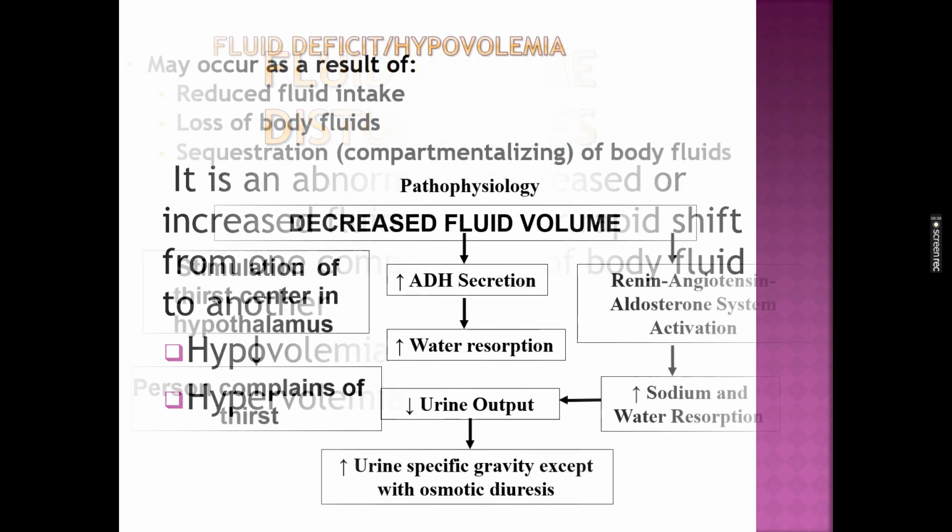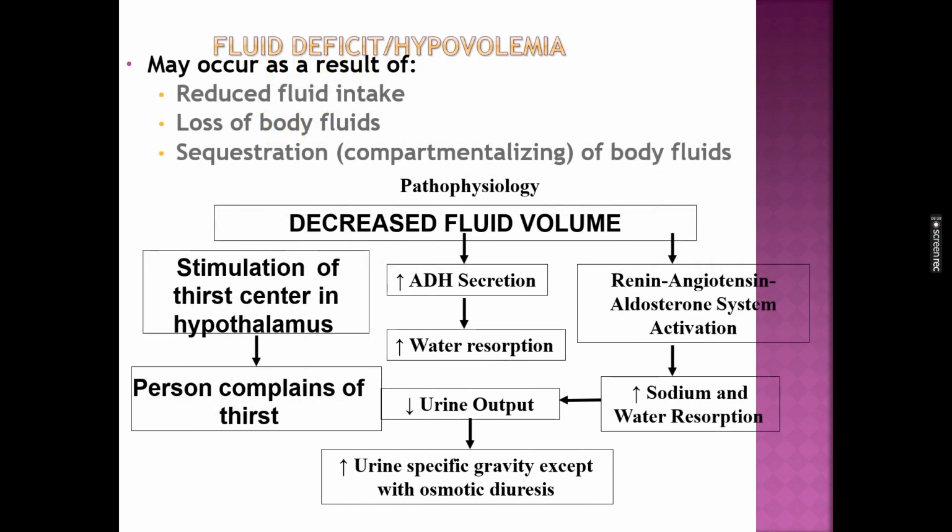So we will discuss all these things one by one. First we will see hypovolemia. As the name suggests, hypo means decrease. So what will happen in our body? There will be a decrease in fluid volume. There will be loss of body fluids and compartmentalizing of body fluid. Fluid may be shifted from one compartment to another compartment.